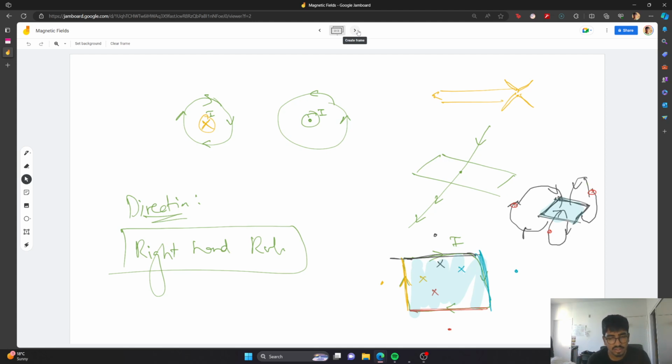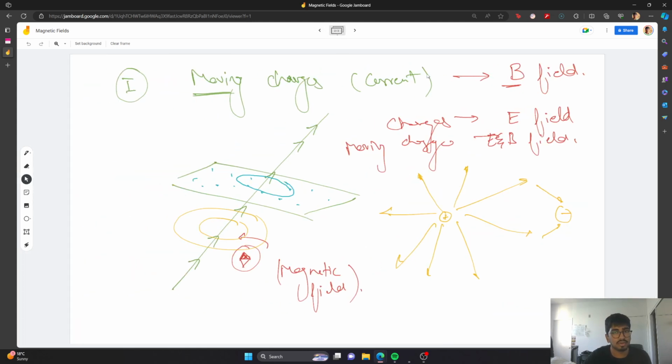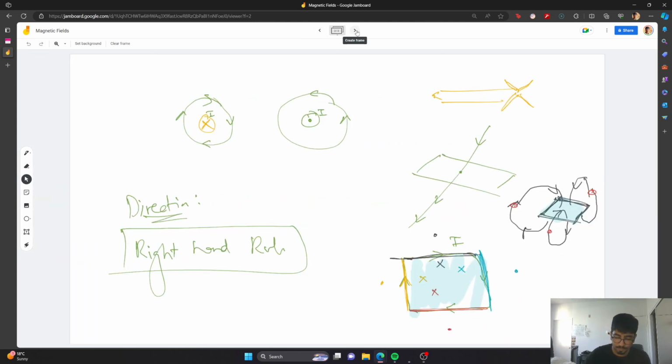Is that fine? This is just an exercise for you, but it will be important two or three chapters down the line. So that's the first key idea, that current carrying conductors, moving charges, produce a B field.